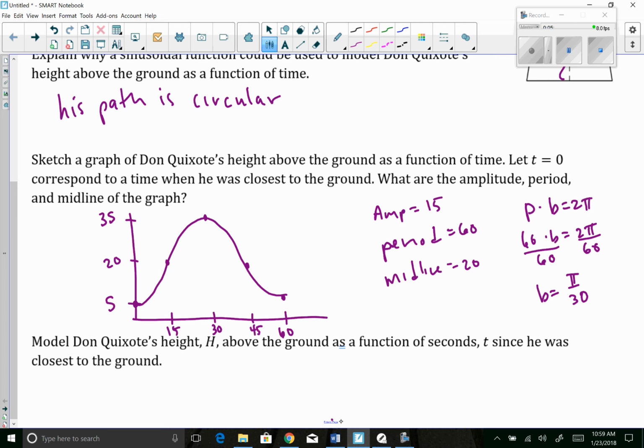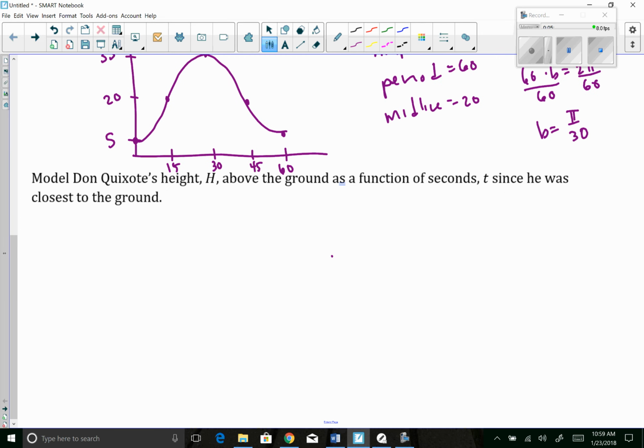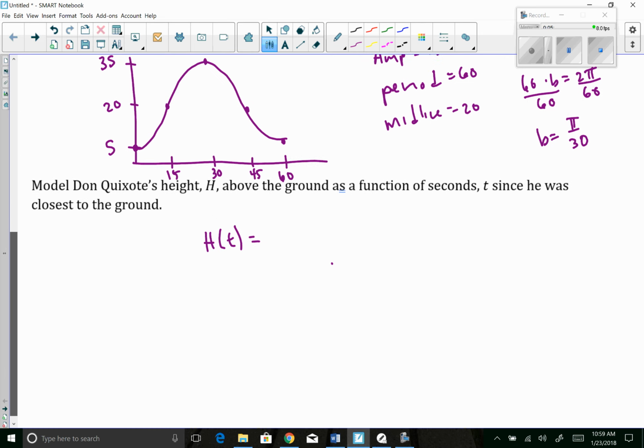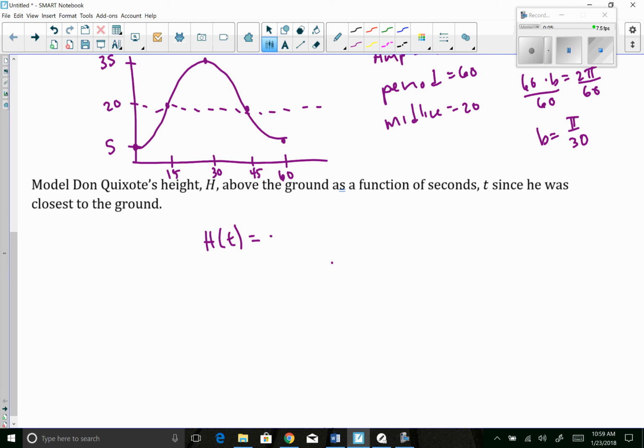So now that I know all of that, I can write the equation. It says to use h as a function of t, so it would be h of t. It has an amplitude of 15, but notice this is an upside down cosine curve. So it's going to start with negative 15. The negative reflects it over the midline. It's a cosine curve of pi over 30 times t plus the midline of 20.